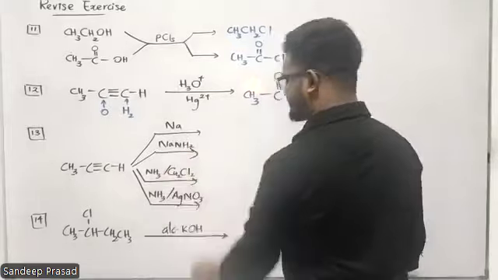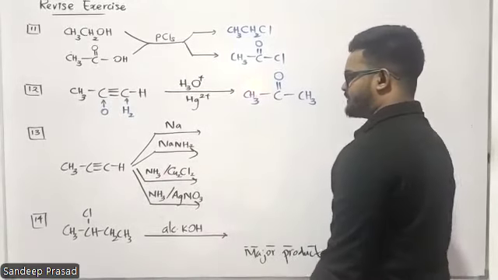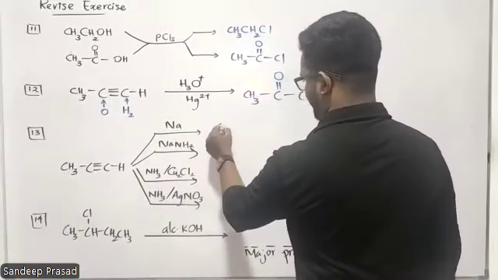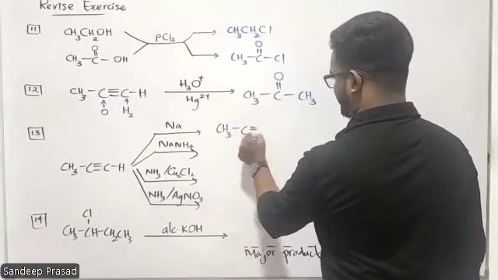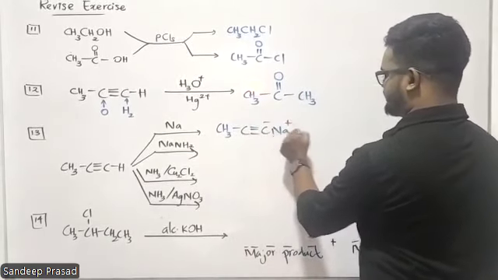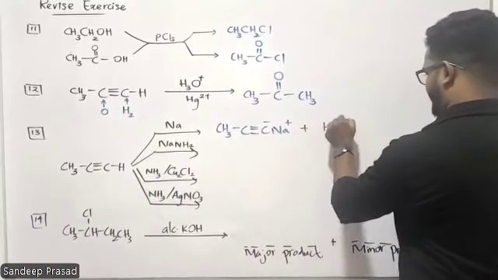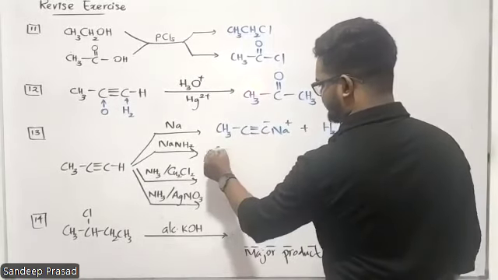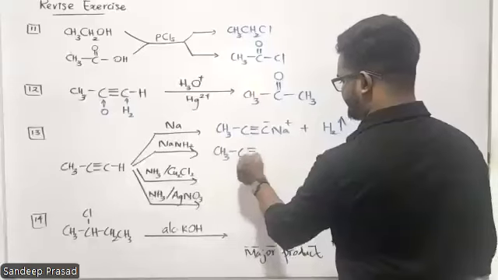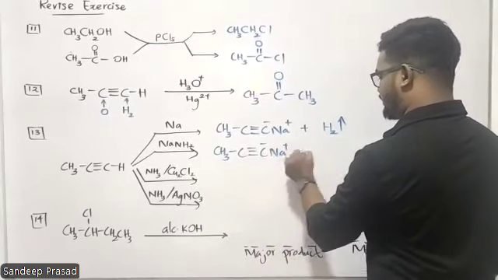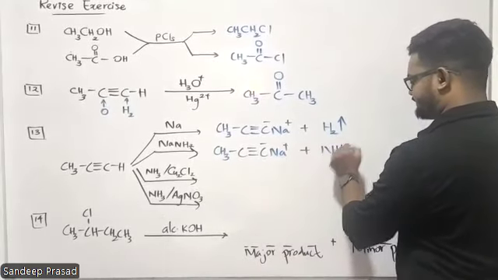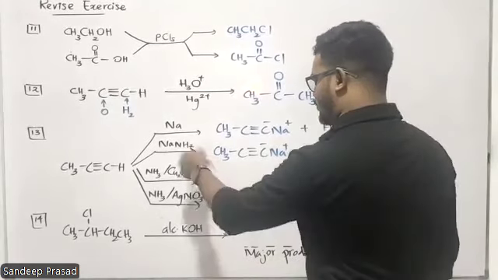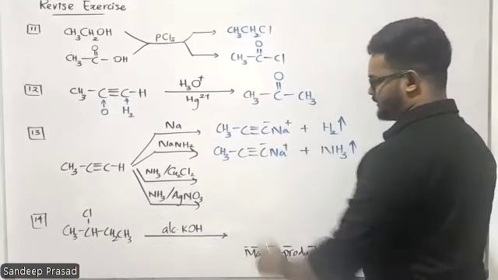Now we are adding these four compounds. We have discussed these things. When we add sodium to this one, what will happen? CH3, C triple bond C minus Na plus. Hydrogen gas is liberated from this reaction. When we add sodamide to this one, again the sodium derivative is produced and ammonia gas is liberated as a product. When we add ammoniacal cuprous chloride, what will happen?